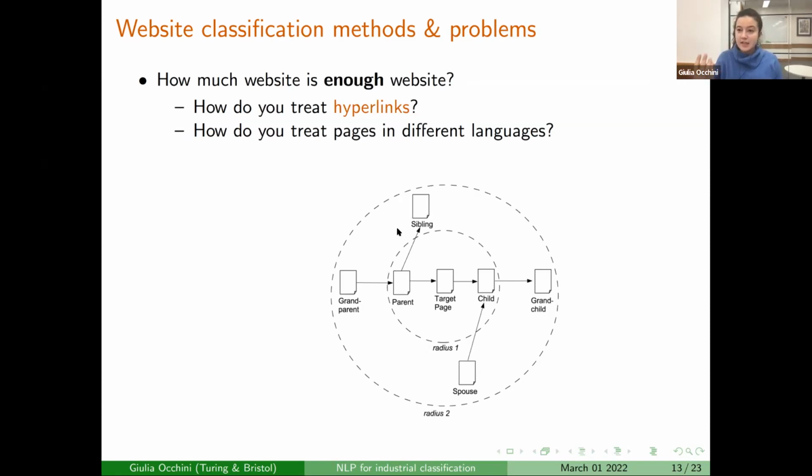Here you can see a representation of the network that a website may make, where in the center is a target page, so the landing page, and on the side are those pages that are connected by hyperlinks. This image is not from me, and I should have cited it better, apologies.